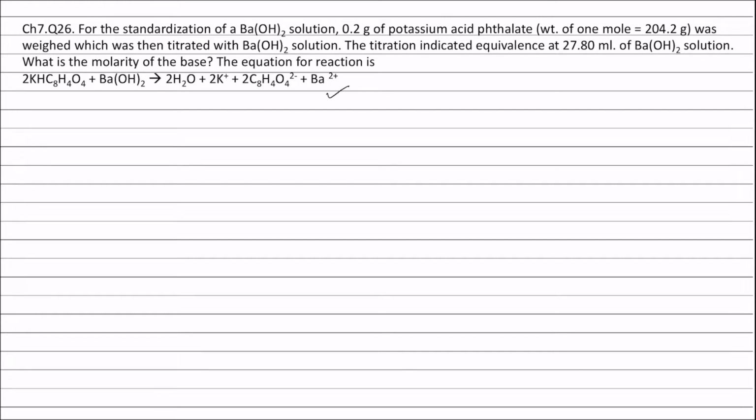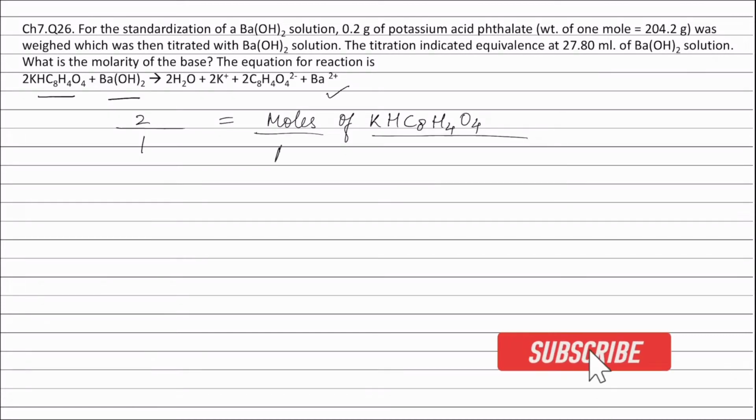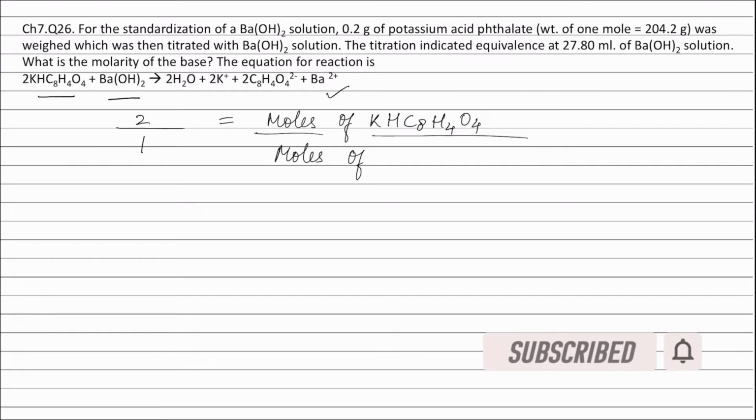This is the equation for the reaction. Now, as can be seen from the balanced equation, 2 moles of potassium acid phthalate react with 1 mole of barium hydroxide, or the ratio of moles of potassium acid phthalate to moles of barium hydroxide is 2:1. Or we can also write 2/1 is equal to moles of KHC8H4O4 divided by moles of barium hydroxide.